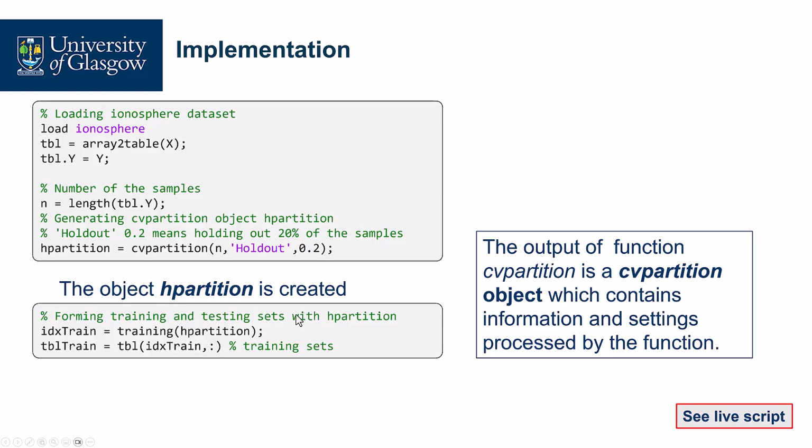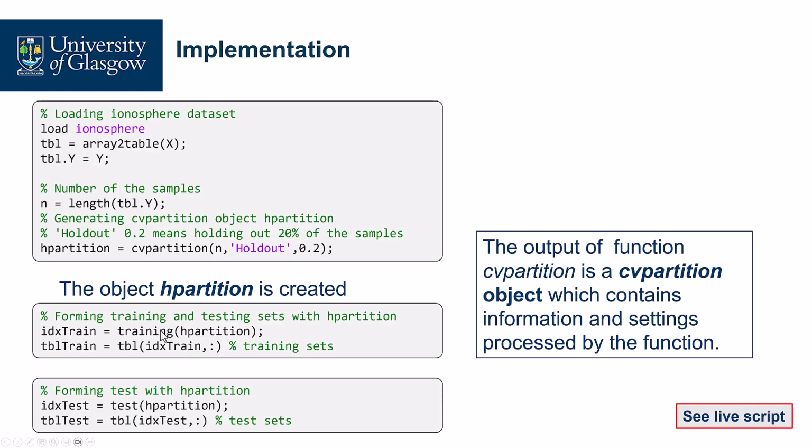Then to make use of it, I generate the training data. I use the function training with the argument hpartition. This function returns the index of the training data. Then I can use the table to get the corresponding rows to get the training set. Similarly, if I want to get the test set, I can use the same way, except here I don't use training, I use test. I can still get the index and then get the rows from the table. In this way, by using the cvpartition function, I get the training set and the test set.